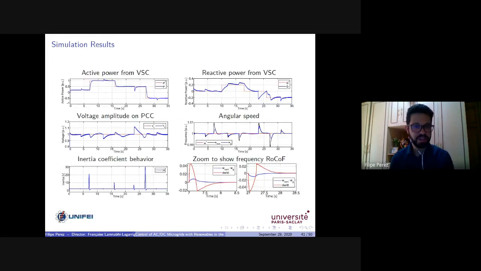So given the simulation results, we have that the active power control is well provided, and the reactive power control has some small steady state errors, and these errors are given by the droop characteristic.